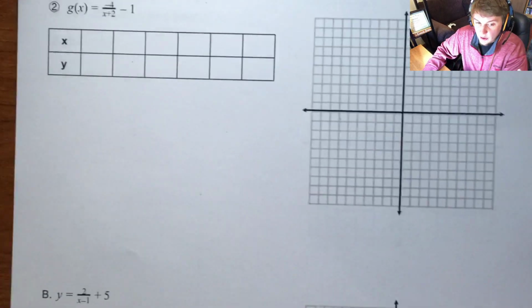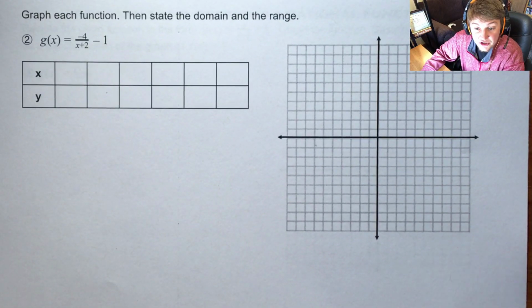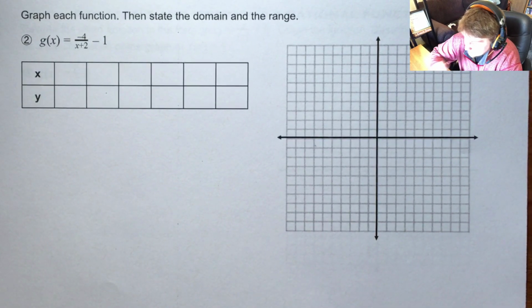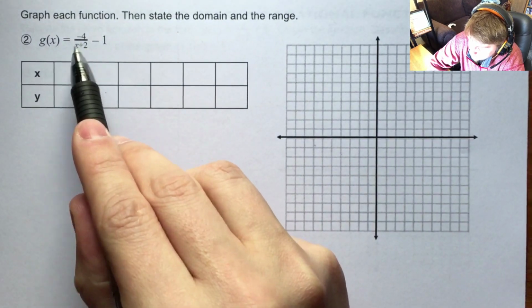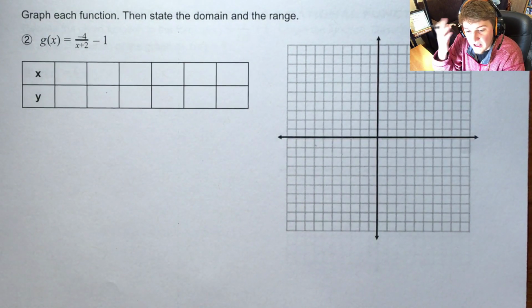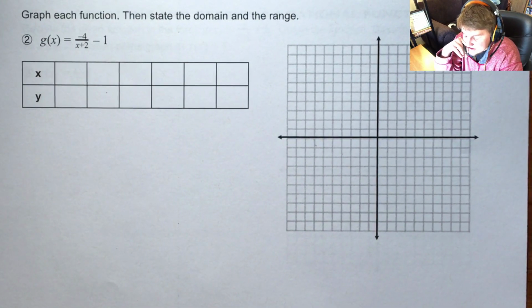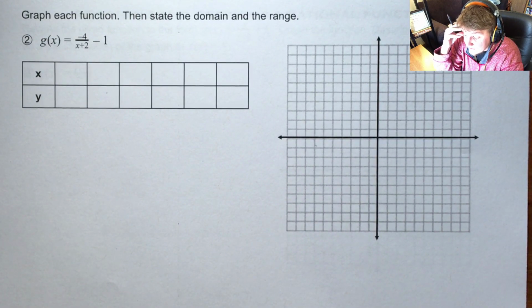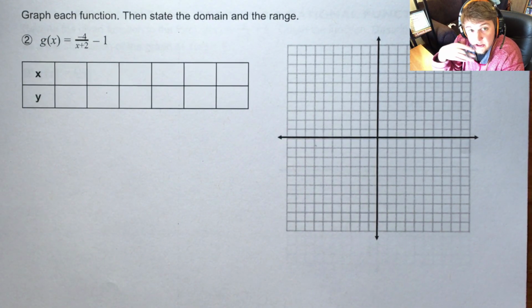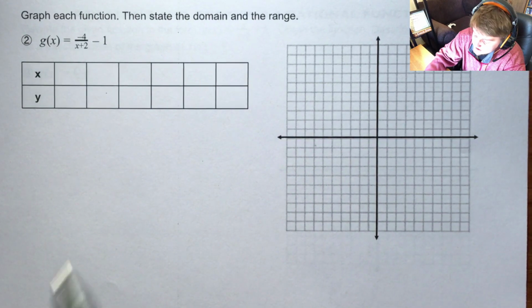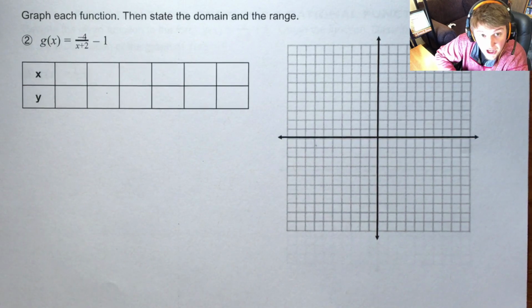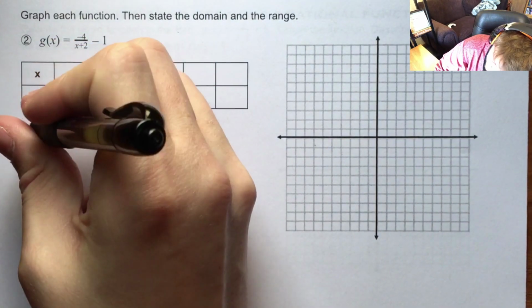Okay, so let's graph this function and then find the domain and range. I'm looking at this bottom part and I'm seeing x plus 2. Based on our little exploration previously, I already know what's going to happen there. This is going to be moved to the left 2, and this minus 1 is going to shift it down 1. That actually helps me find the domain and range.